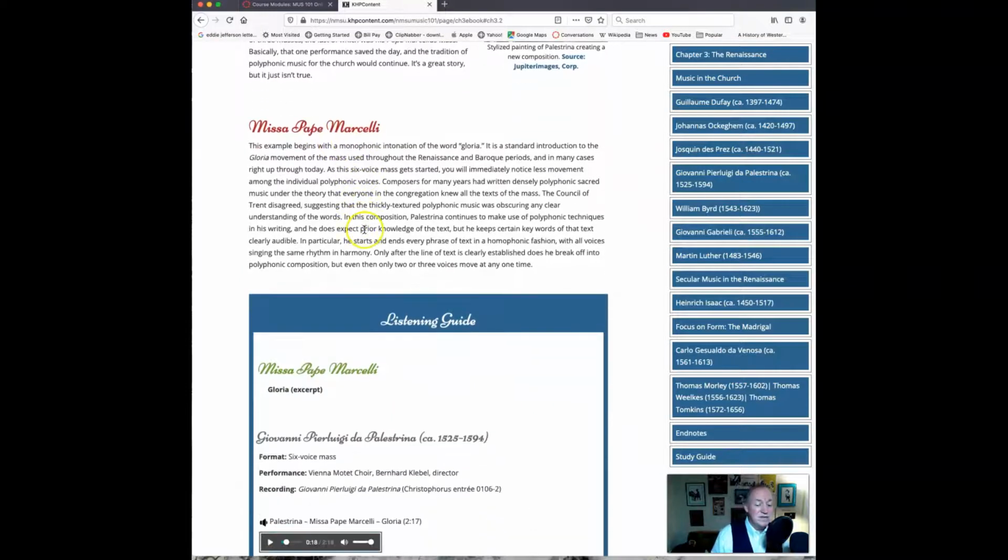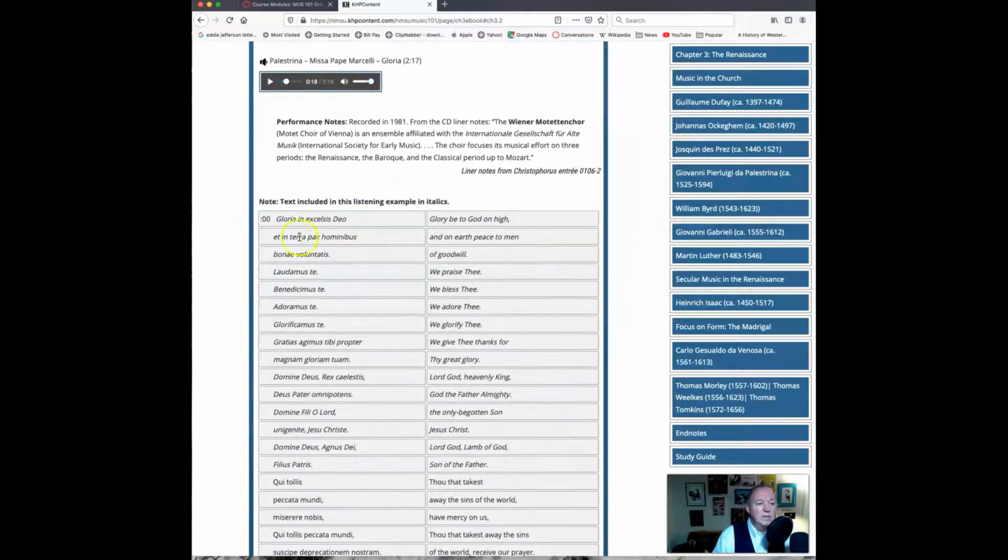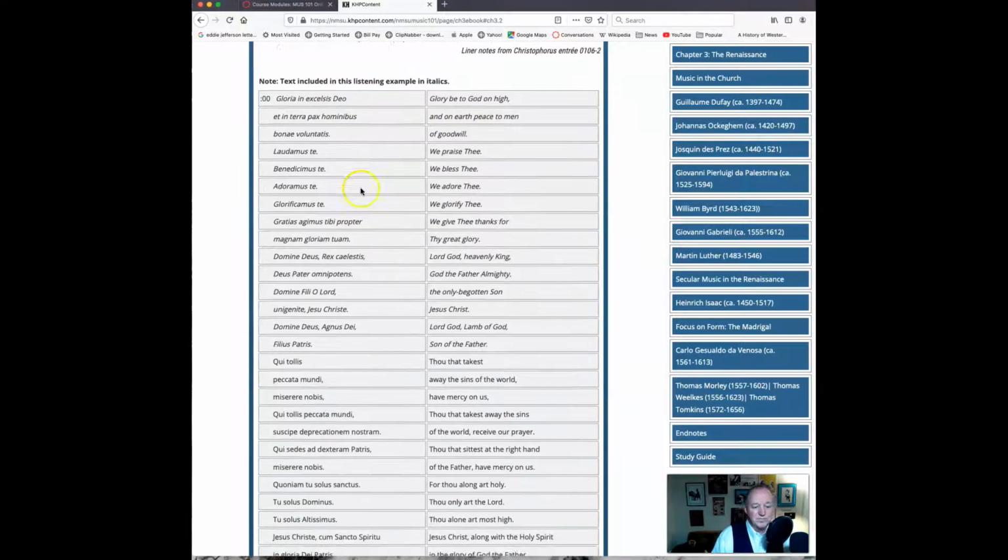You have a different Mass Ordinary movement here. It's the Gloria, and that's intentional because it's a lot more text intensive than the Kyrie. So I want you to see how he deals with these different lines of text and how he uses homophonic writing and polyphonic writing and blends them together in this absolutely beautiful piece.